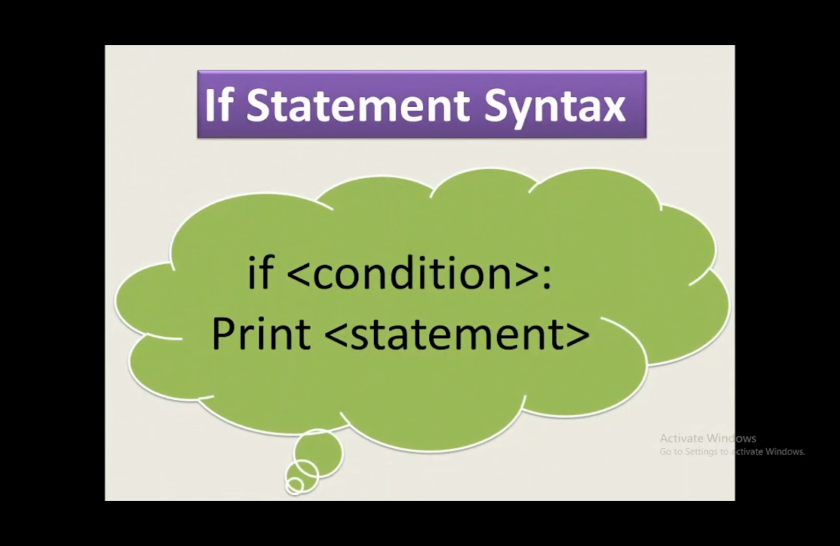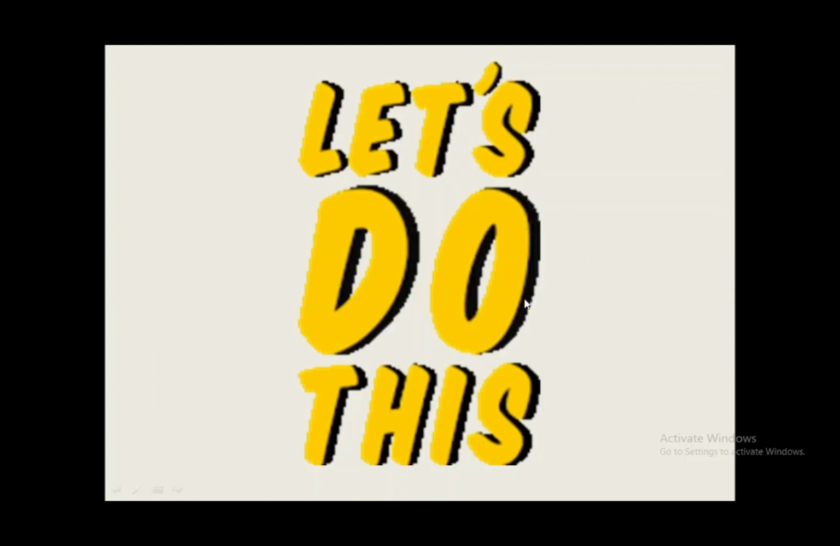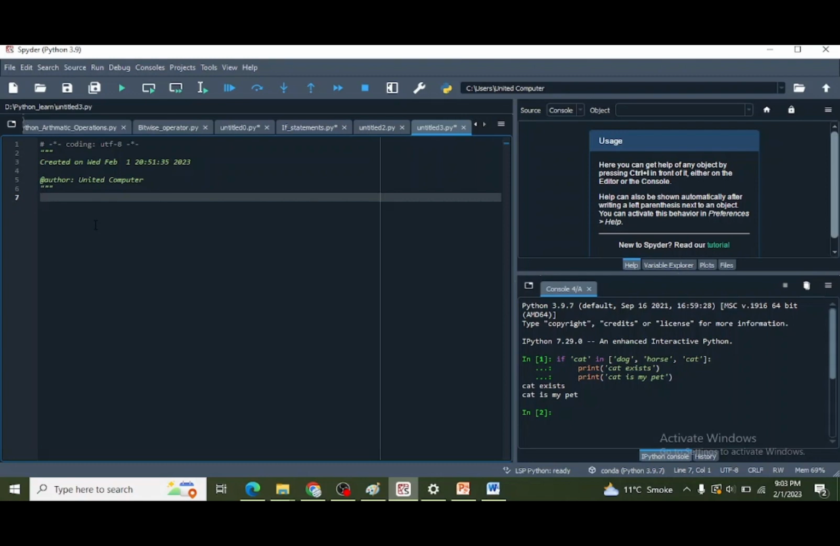This is basically the syntax of the if statement. The basic structure of the if statement is typing the word if, and it should be lowercase: i should be small, f should be small. Python is case sensitive, so if you capitalize it, it will give you an error. Then you write the condition with a colon at the end of the if statement, and then you write the statement to print. Let's do its practical implementation in Spyder.